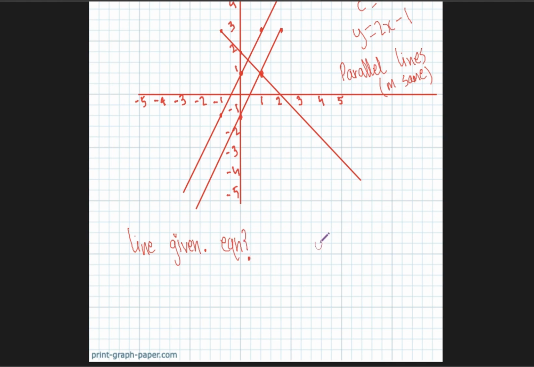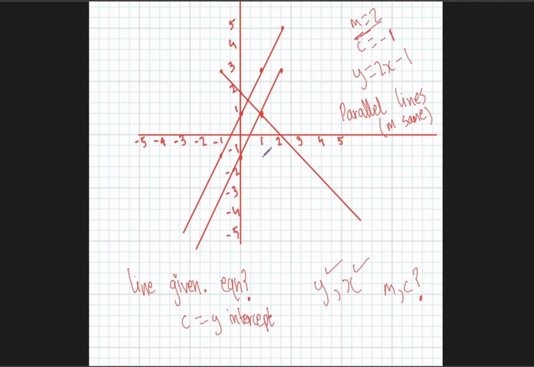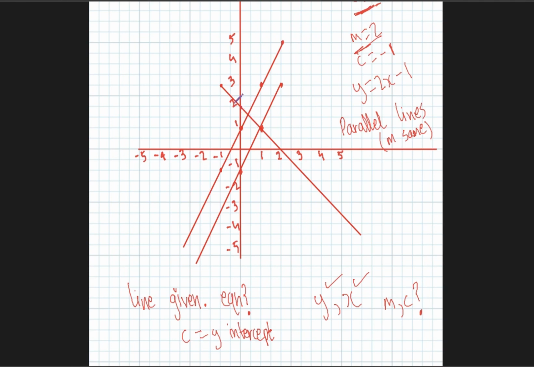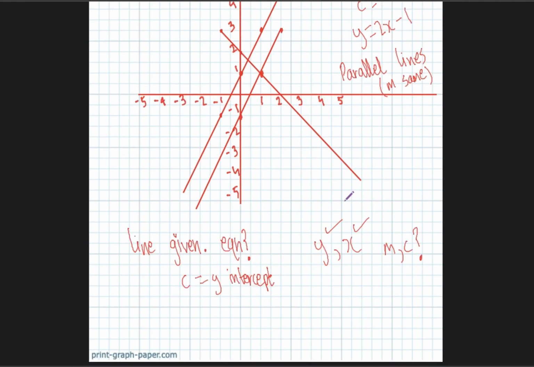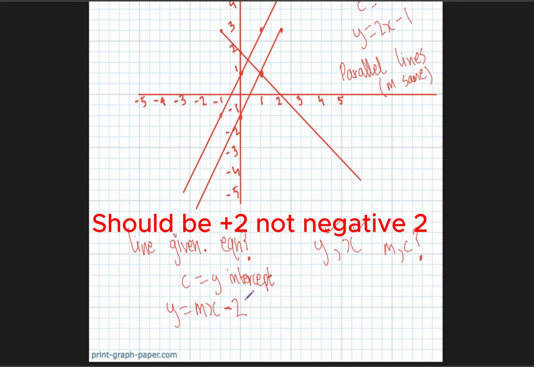Well, we know y and x are just going to stay as y and x, so we don't need to worry about these. We need to find m, and we need to find c. Well, c is easy. C is the y-intercept. And we already know this. We can just look at the line and say, oh, 2. It crosses it at 2 over here. So we already know it's going to be y is equal to m x, and we don't know m yet. We have to find m. We know x is just x. And then we know it's plus 2 because that's the y-intercept. How do you find m?